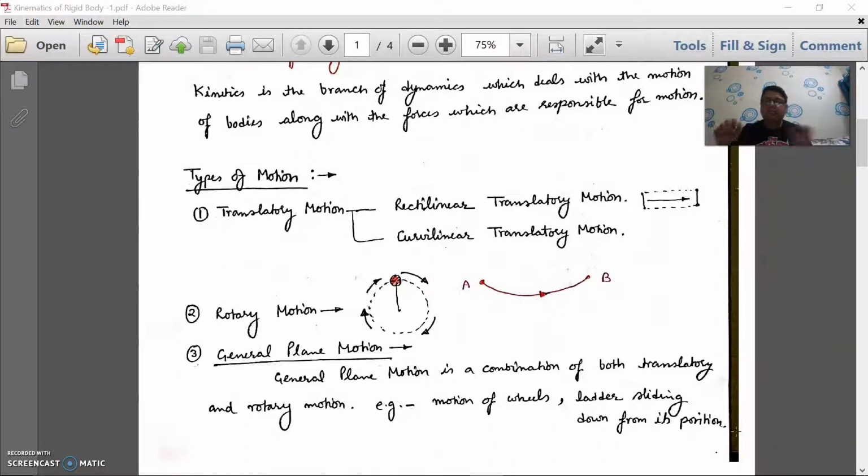But as such, from this wording, that a ladder sliding down from its position, it does not seem to be an example of general plane motion. And I think you will also agree with me. One cannot directly imagine that ladder sliding down is an example of general plane motion. But we'll see that this is an example of general plane motion, right? So these are the different types, and rotary motion I had already covered. Rectilinear translatory motion, then translatory curvilinear motion or curvilinear translatory motion, right?